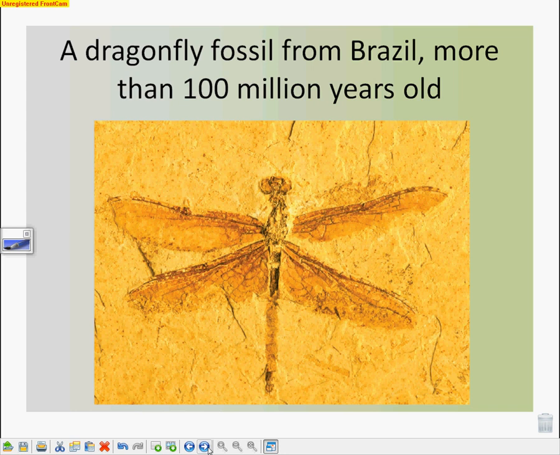Thought this was interesting, and any of those Jurassic Park fans out there, amber was a way that we have preserved fossilized insects. This is a dragonfly that we've dated to be about 100 million years old. So pretty interesting stuff. Paleontology can be very interesting and has links to biology also.